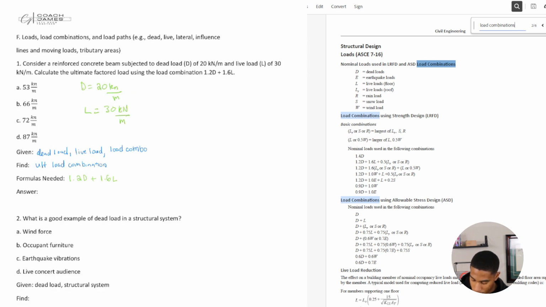kilonewtons per meter. And so I'll do 1.2 times 20 kilonewtons per meter plus 1.6 times 30 kilonewtons per meter. And that's going to give me my ultimate load, right? Which when I plug this in, I get 72 kilonewtons per meter. And so I get C.